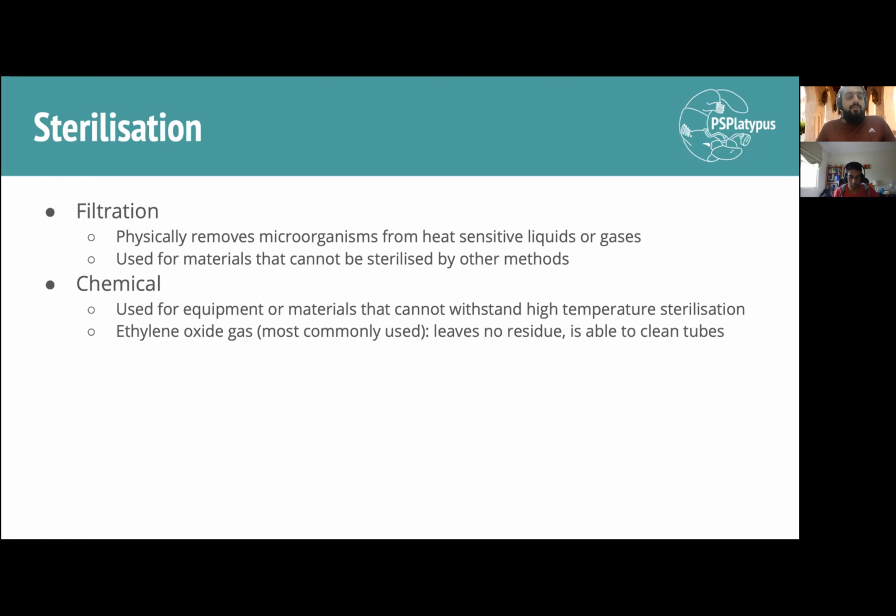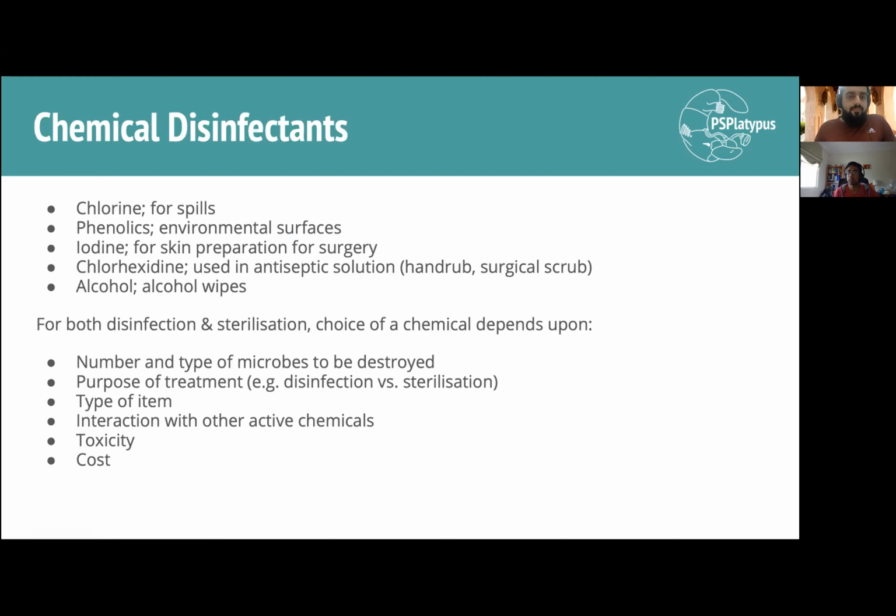Finally, we have chemical sterilization, and we use it for materials that cannot be put under high heat. One example of this is ethylene oxide gas, which is the most commonly used. And then we have the chemical disinfectants. We have chlorine, phenolics, iodine, chlorhexidine, and each one of these is used for different purposes.